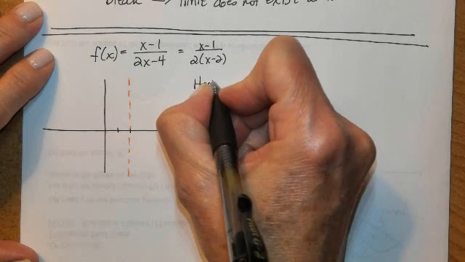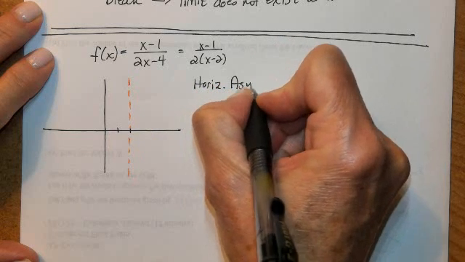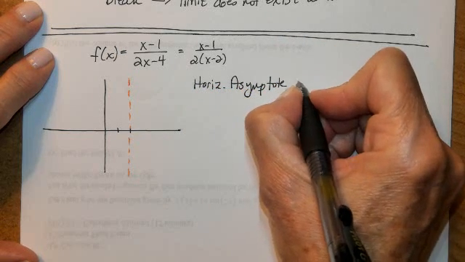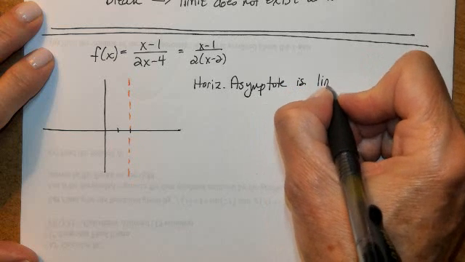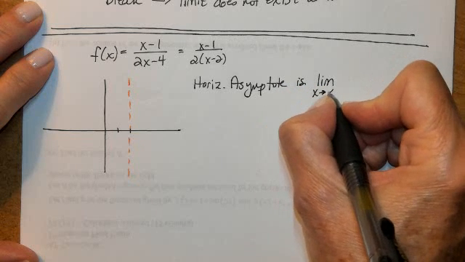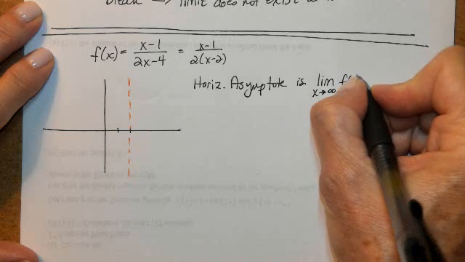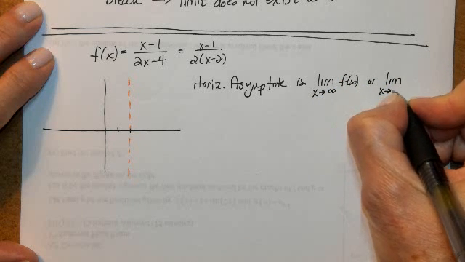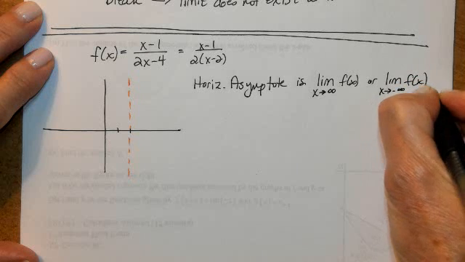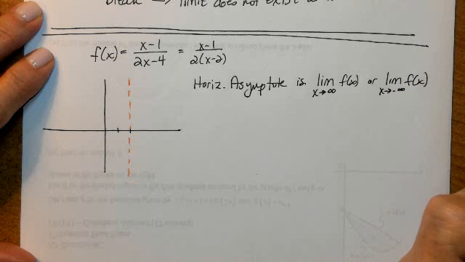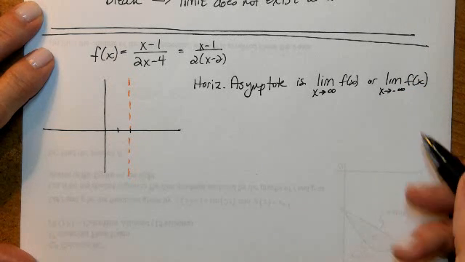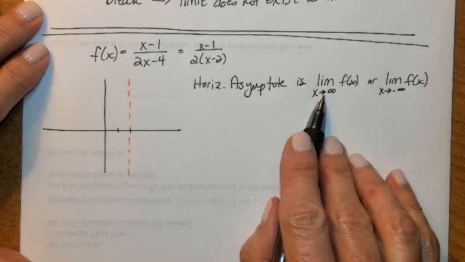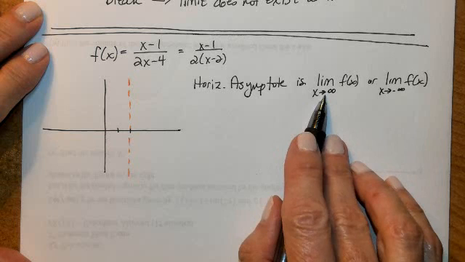And a horizontal asymptote, let me write this down. A horizontal asymptote is a limit as x approaches infinity of the function, or as x approaches negative infinity of that function. Okay? You've never thought of it that way before, I realize that, but that's exactly what it is. This is a limit at infinity.